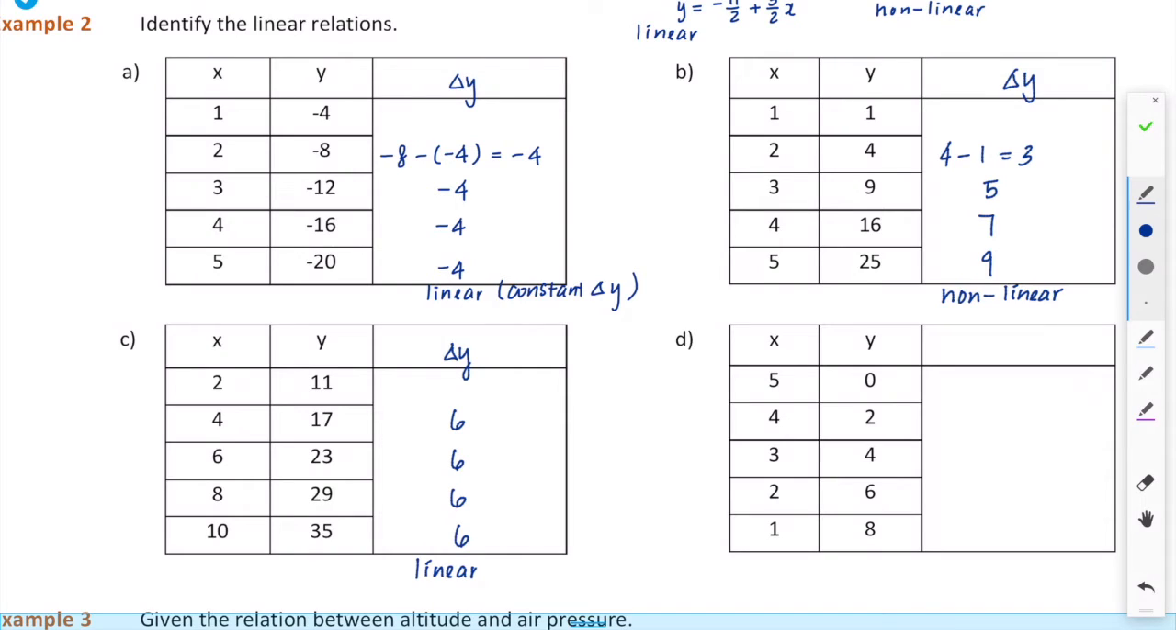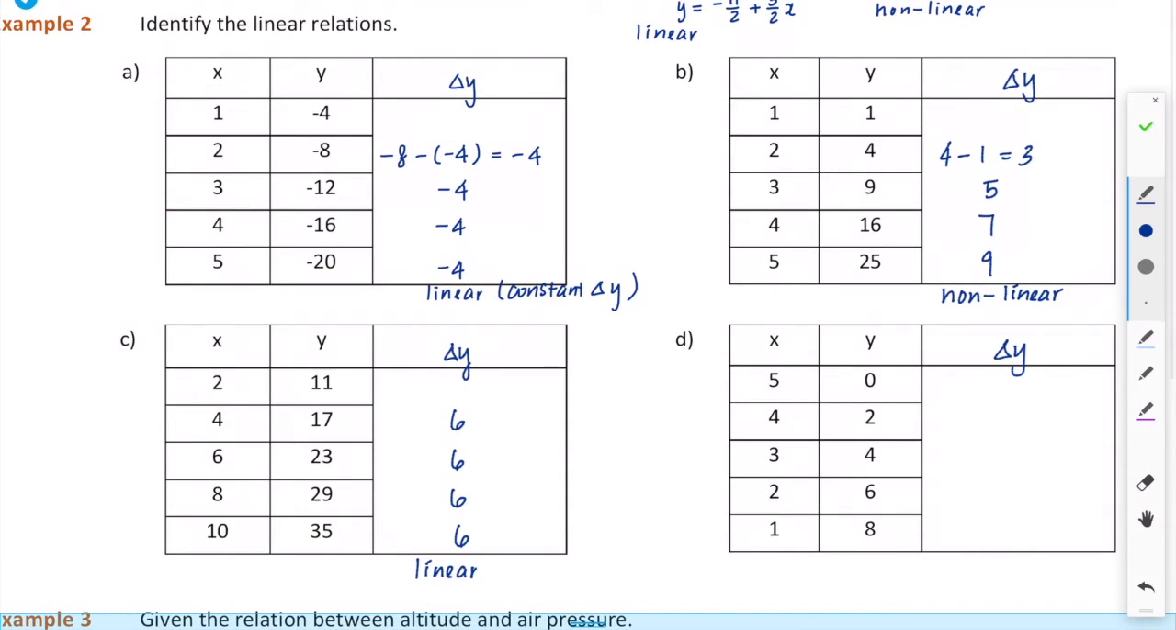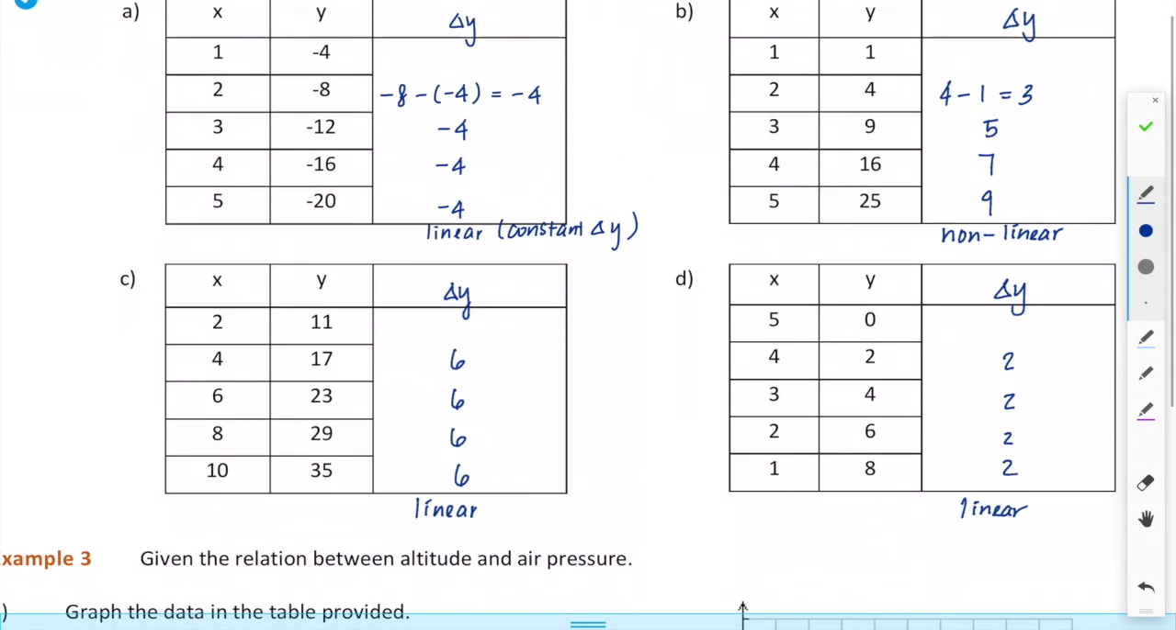And then finally, in D, the x column is going from 5, 4, 3, 2, 1. But again, because they're going down by 1 every time, we just have to see whether first differences are constant in order to figure out whether this is linear or not. So plus 2, plus 2, plus 2, plus 2. This is still linear. Okay, so we have 3 linear, 1 nonlinear relation.